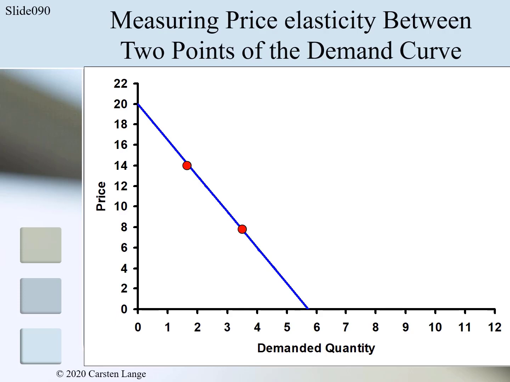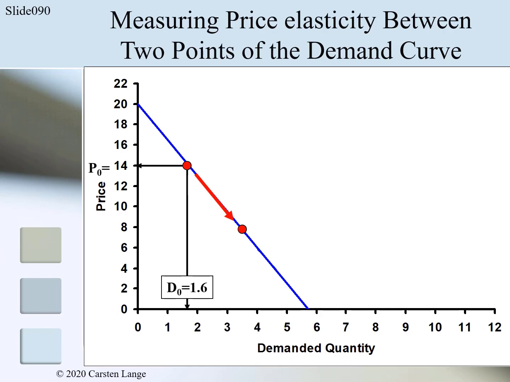We start with finding out which price and which quantity demanded goes with the initial point. First, we go horizontally from the point towards the price axis, where we find a value of 14. Therefore, the initial price is 14. Then we go straight down from the point until we reach the quantity axis and find that the initial quantity demanded is approximately 1.6.